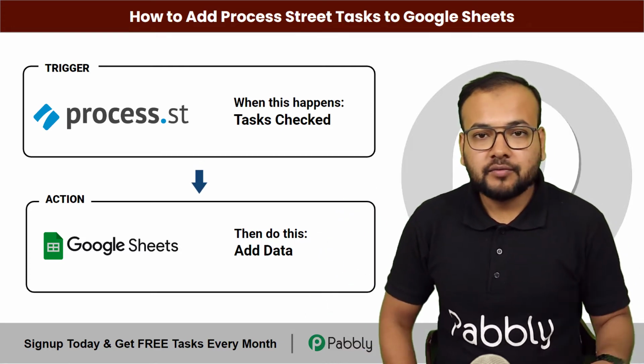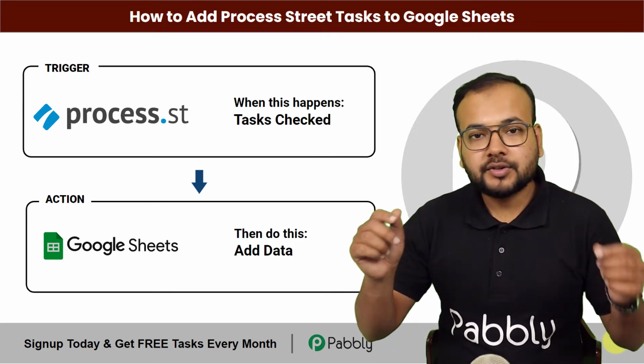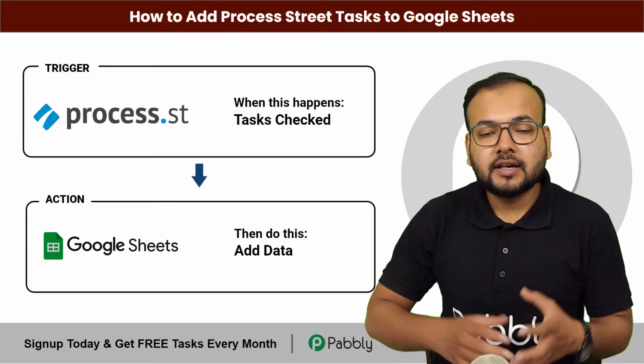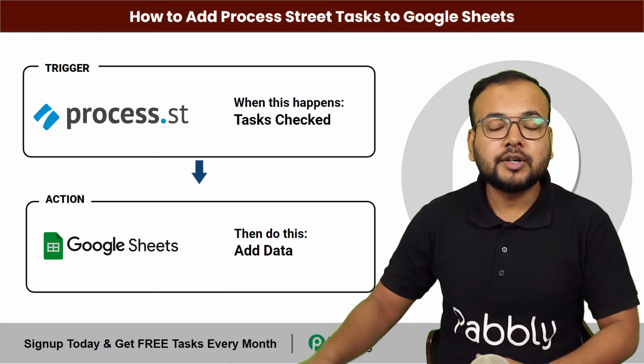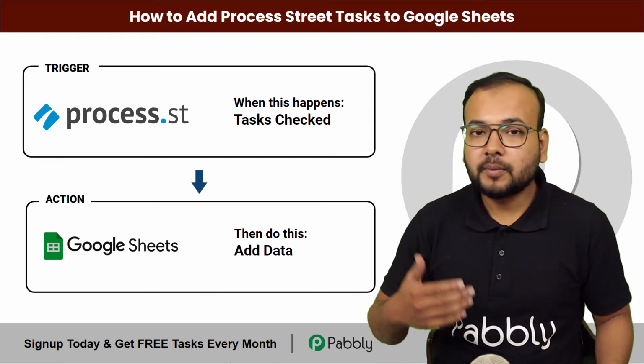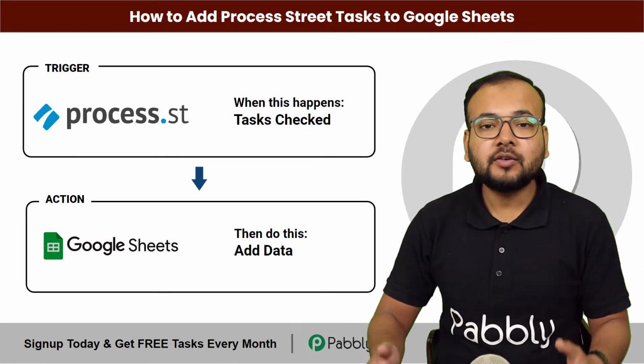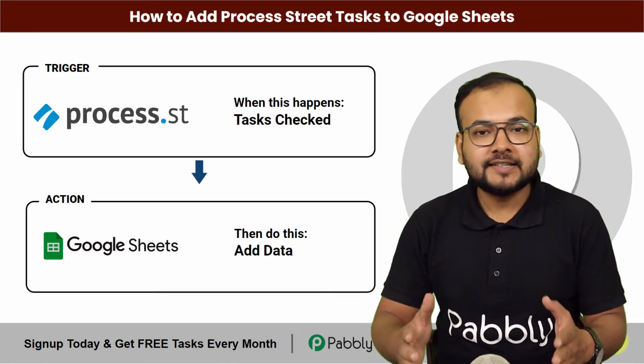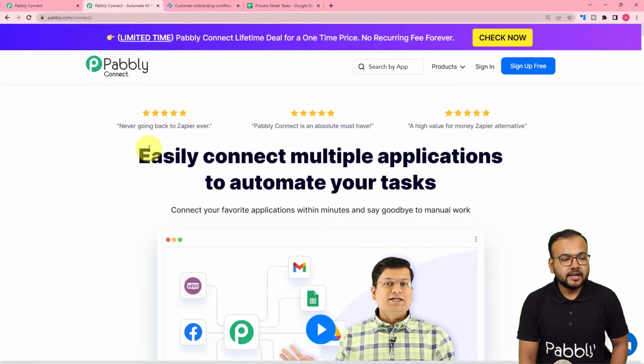Here, you just have to check the task in Process Street, and all those tasks will be added inside a row in Google Sheets application automatically. For that, you just have to follow the process I'm going to show you, and we are going to do this without any coding very easily. So let's start. So we are using Pabbly Connect to set up this automation.